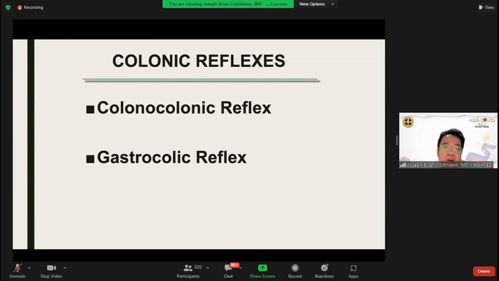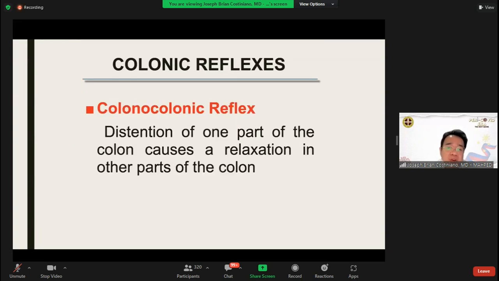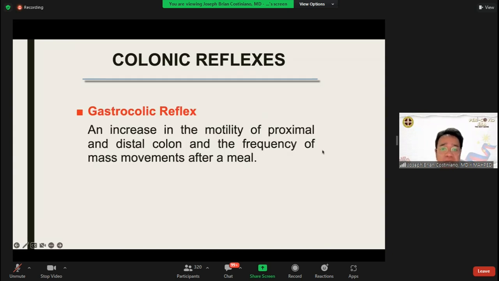Okay? So you have different reflexes. Your colonocolonic reflex: distension of one part of the colon, of course, causes a relaxation in the other parts of the colon. Because, of course, you need to be receptive towards the possibility of fecal material going in towards the anal side. Gastrocolic means increase in the motility of proximal and distal colon and the frequency of mass movements after a meal.